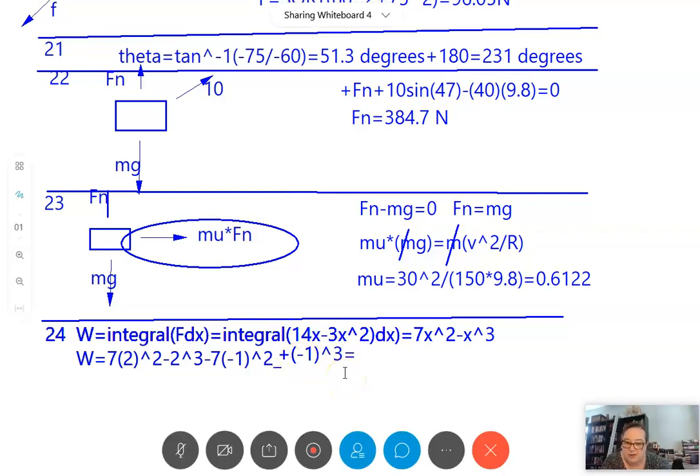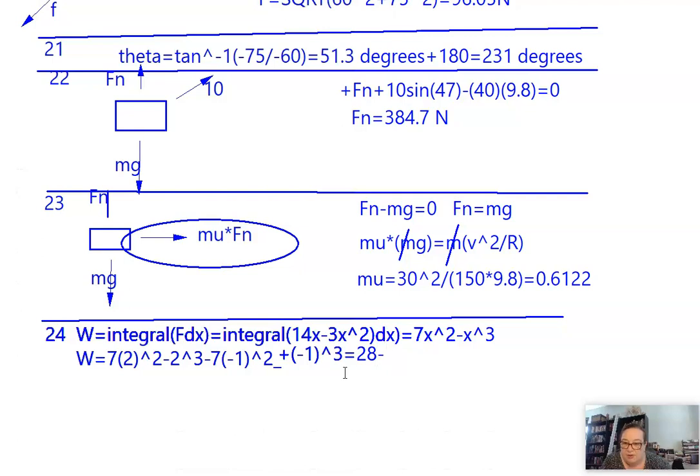So 7 times 2 squared, that's 28. 2 cubed is 8, so that's -8. -7 times 1 is -7. And then plus -1 gives us a -1. So when I put that all together, that gives me 28 minus 8 is 20 minus another 8 is 12. And that is answer A.